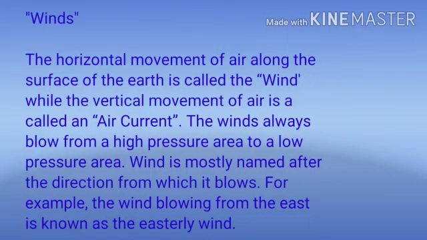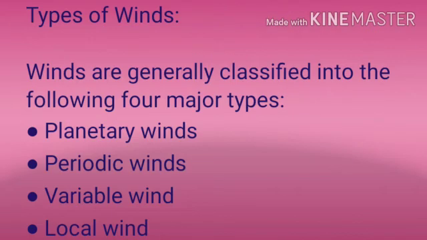Next we will see about winds. In Tamil, Katru. The horizontal movement of air along the surface of the earth is called wind, while the vertical movement of air is called air current. The wind always blows from a high pressure area to a low pressure area. Wind is mostly named after the direction from which it blows. For example, the wind blowing from the east is known as the easterly wind.